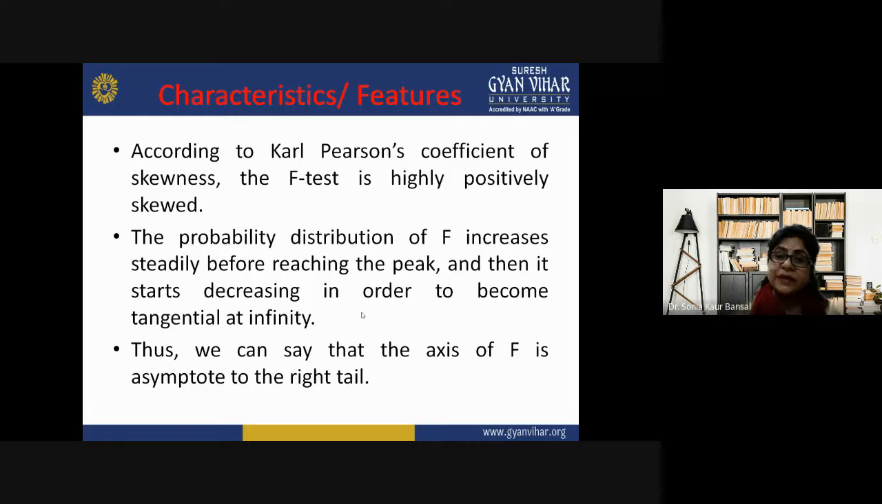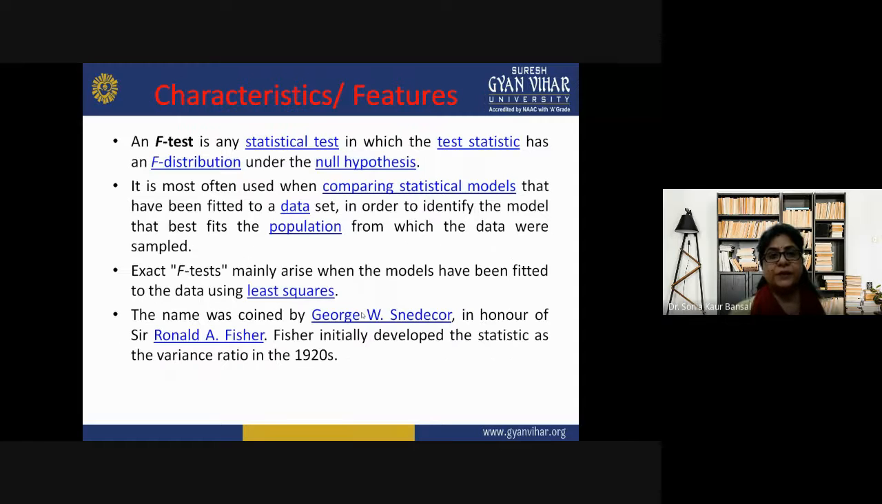So the probability distribution of F increases very gradually before reaching the peak, and then it starts decreasing. It goes up and then it goes down in order to become tangential at infinity. Thus, we can say that the axis of F is asymptotic to the right tail. So we get the right tail at the end, where it is decreasing. It is positively skewed in that manner.